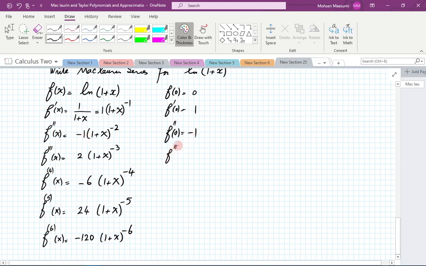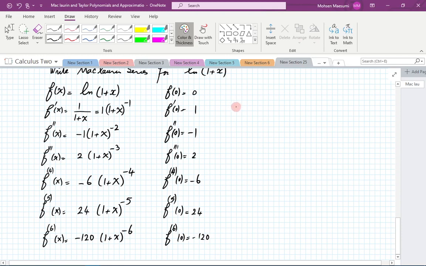Here you get 2. Here, well, let's write it, minus 6. Fifth derivative is 24. Sixth derivative is minus 120. So on it goes.